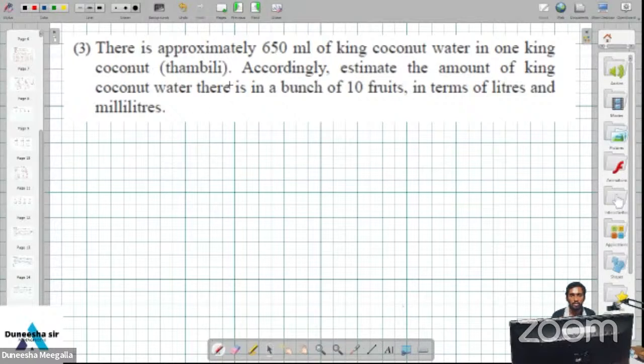Okay. Next one. There is approximately 650 milliliters of king coconut water in one king coconut fruit. Accordingly, estimate the amount of king coconut water in a bunch of 10 fruits in terms of liters and milliliters. Then one king coconut.